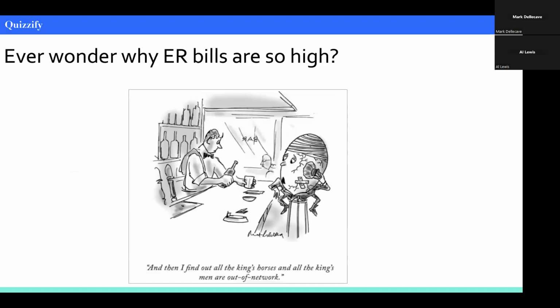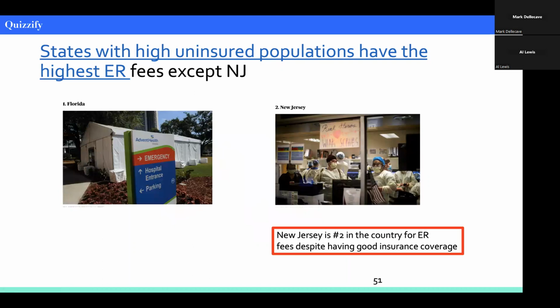Now in the ER, the reason that we're saving all this money is that ER bills are very high, and this is a great cartoon. I mean, they're high whether they're out of network or in network. What no longer happens is those surprise bills that make the headlines. Those are gone. But even the in-network bills are very high. And generally, it's the states with the highest uninsured populations that have the highest ER fees.